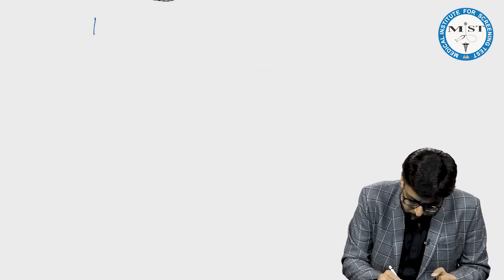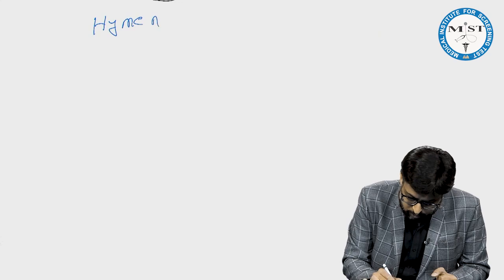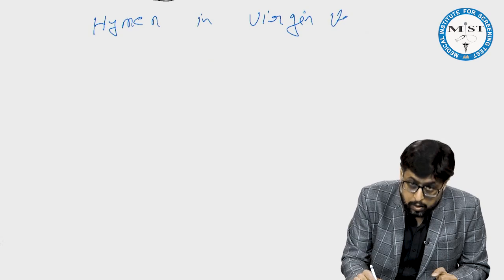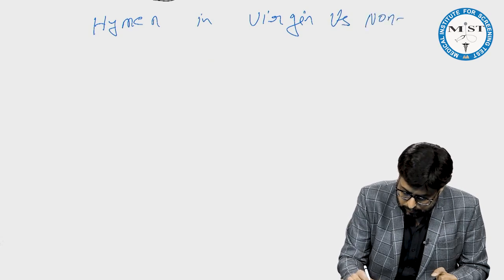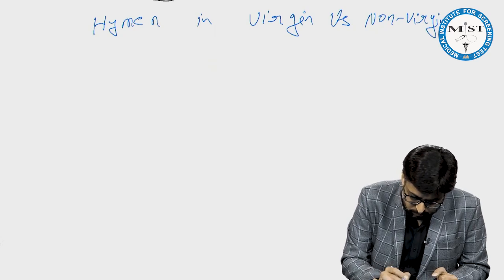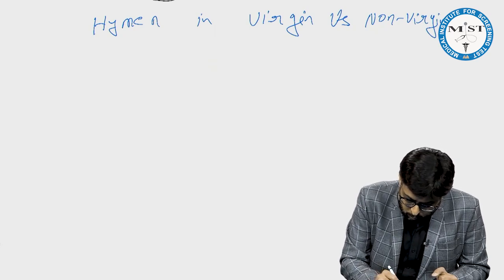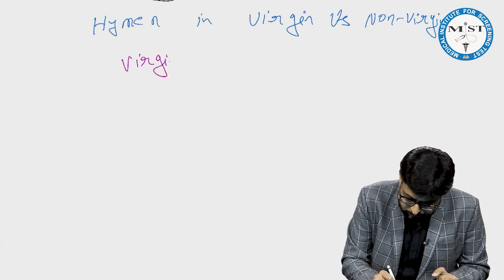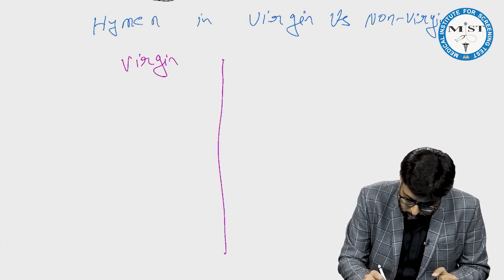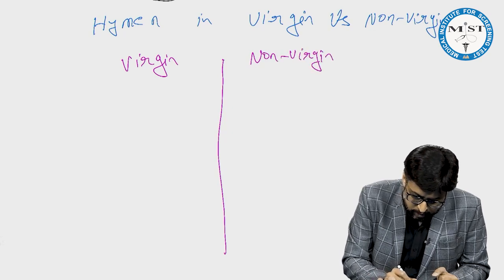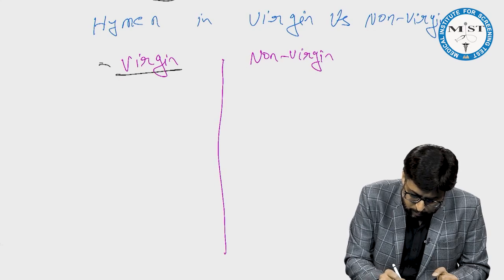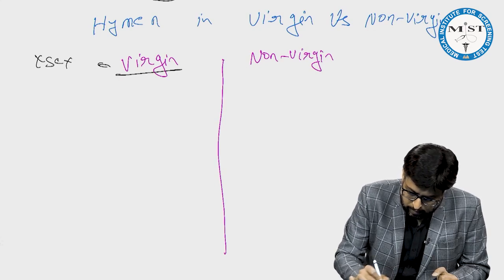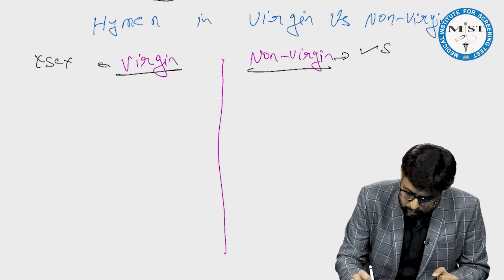Hymen in virgin versus non-virgin. So, here I will write virgin, hymen, and then non-virgin. Virgin is a girl who never had sex. Non-virgin is a girl who had sexual intercourse.